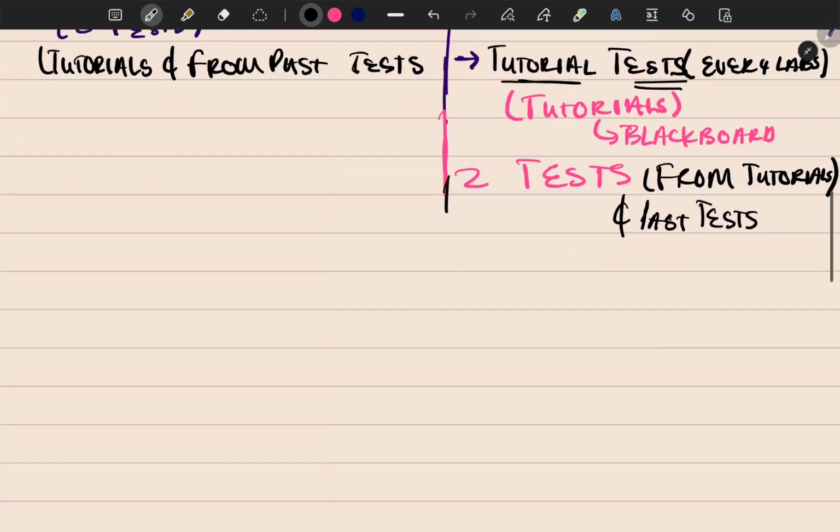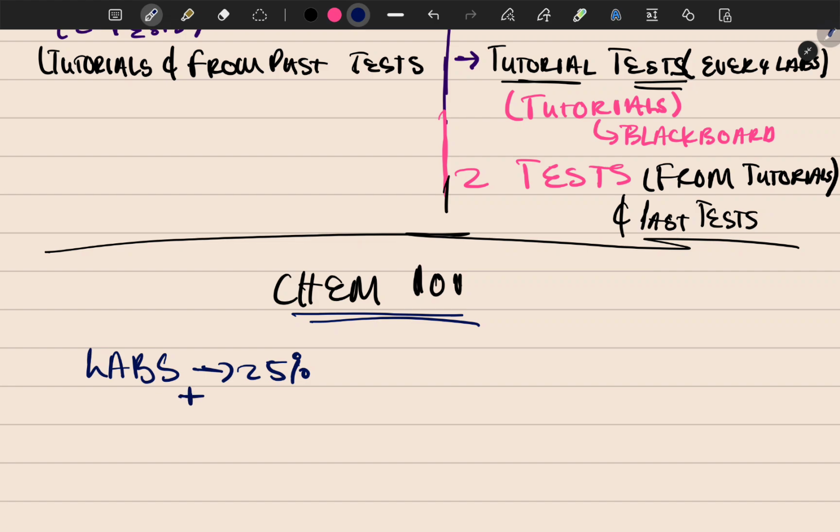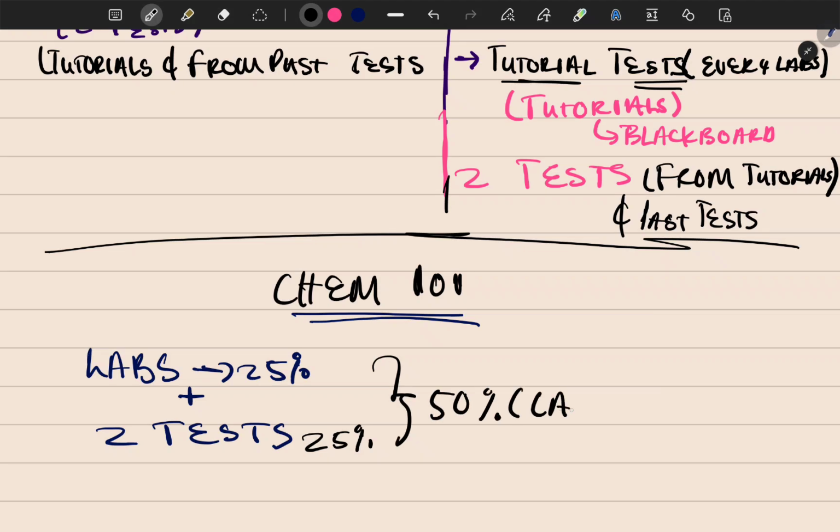Now let's talk about Chem. Chem is the last common module, which is Chem 101, okay? We'll talk about the things that come in it. So Chem is nice. For Chem there are going to be labs, and labs are going to give you 25% plus the tests, 2 tests. The only module where you're going to do 3 tests this semester is Math 101. So plus 2 tests, which will also give you 25%, and these 2 will be 50%, and this will be your CA. So our Chem CA is going to be from this, okay?